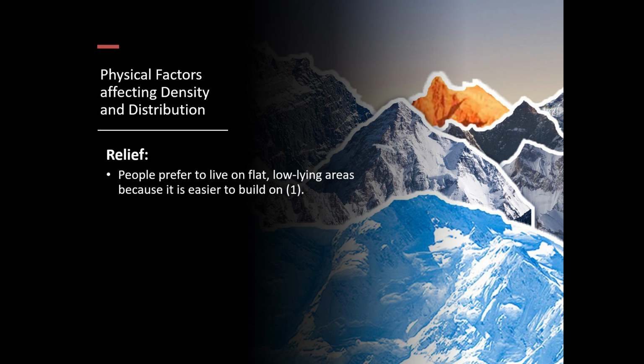People tend to prefer to live in flat, low-lying areas because it's easier to build on. Steep, mountainous, difficult to access land is difficult to build on for a number of reasons. Those reasons are various, but you could consider the difficulties of getting construction equipment into steeper areas, the difficulties of building foundations, and actually the construction process on a steep slope is harder.